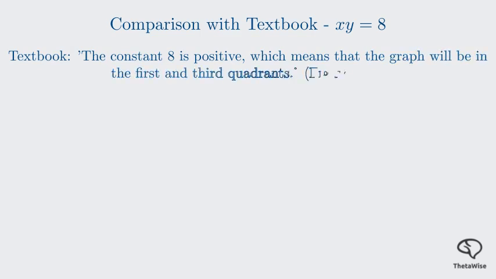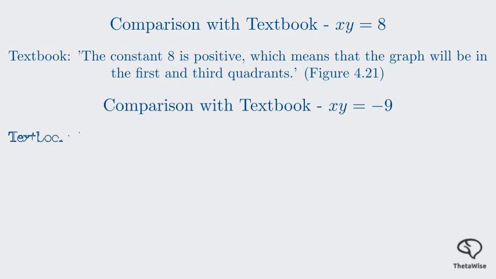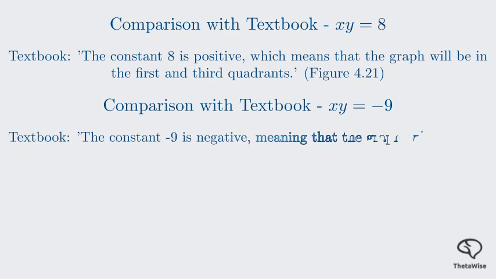Our complete sketch, which included the third quadrant, is the full representation of this graph. For the second example, xy equals negative 9, the textbook correctly states that the constant negative 9 is negative, so the graph is in the second and fourth quadrants. Figure 4.22 illustrates this correctly.